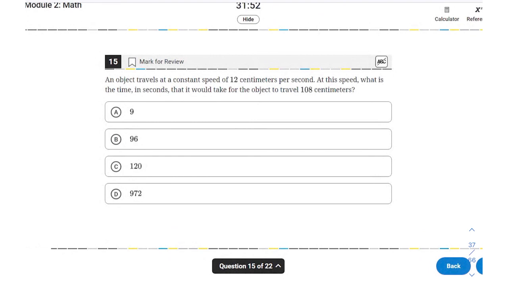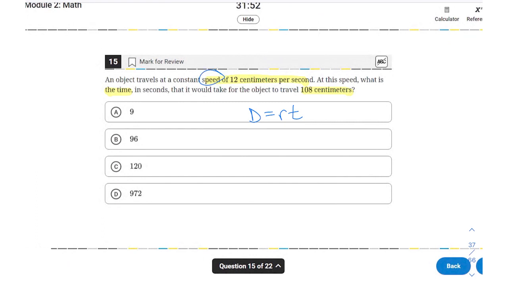It says an object travels at a constant speed of 12 centimeters per second. At this speed, what is the time in seconds that it would take for the object to travel 108 centimeters? So this is going to be a distance, rate, time question, and the formula is that your distance will equal your rate times your time.